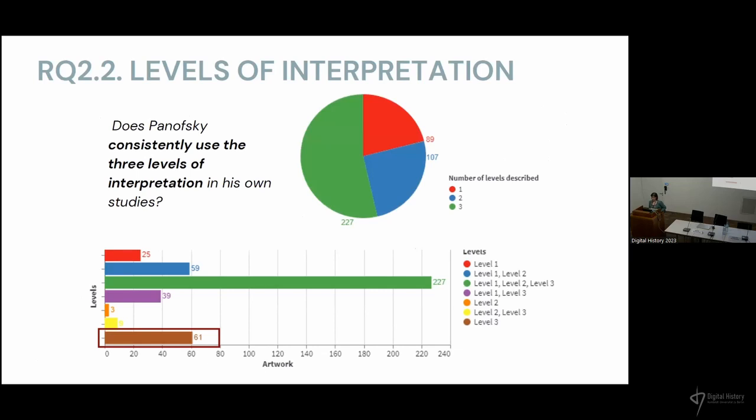If we look at how Panofsky consistently uses the three levels of interpretation in his own studies, we have surprising results as well, because 53% of artworks are described at the three levels of interpretation, but the others are not. And if we look at how many artworks have only one level described, we see that the category having more artworks described only at the third level of interpretation, so the iconological one, is the major one with 61 artworks. So this may give some insights as well of how the iconological interpretation is in practice structured, is motivated, and to which extent it relies on iconographical interpretations.